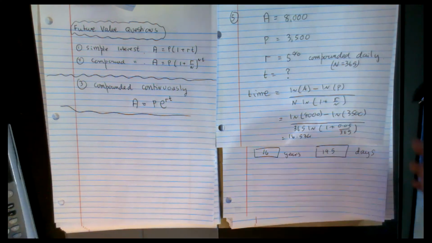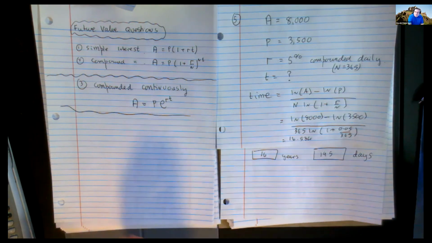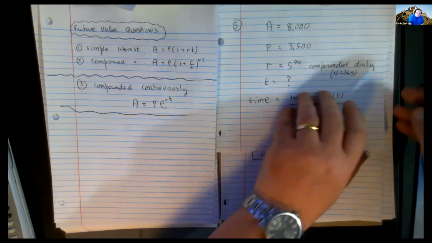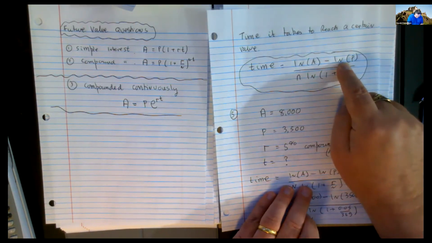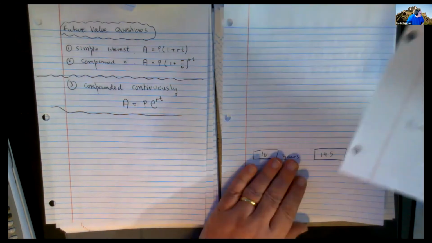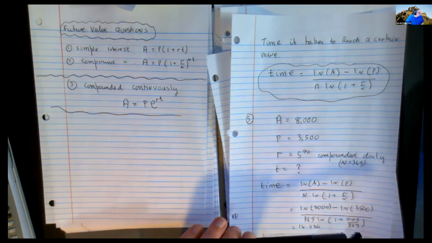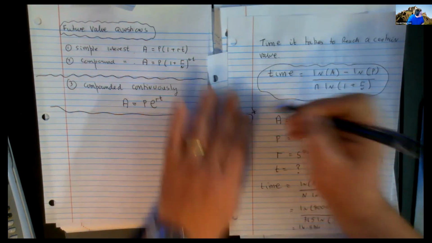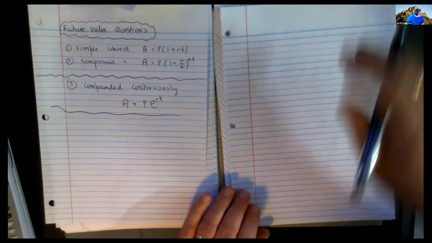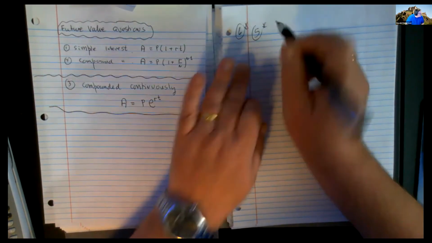Okay, so do you see how these times it takes to reach a certain value are going to use this ugly formula? This is going to be your go-to formula for those kinds of questions, time it takes to reach a certain value. And that particular one I just did was question 5. Now, question 6 is just like question 5, so you'll do it the same way.